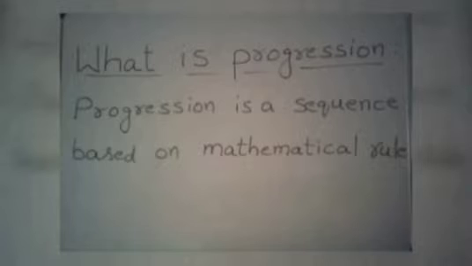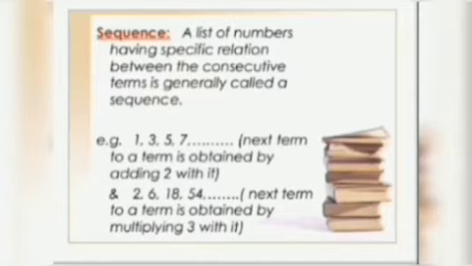What is progression? Progression is a sequence based on a mathematical rule. What is a sequence? A list of numbers having a specific relation between the consecutive terms is generally called a sequence. We will take some examples. 1, 3, 5, 7, and so on.